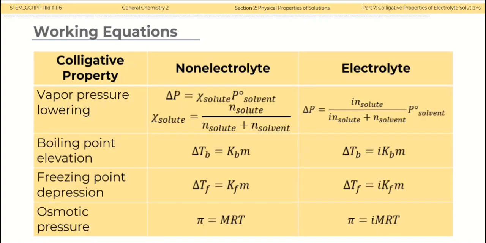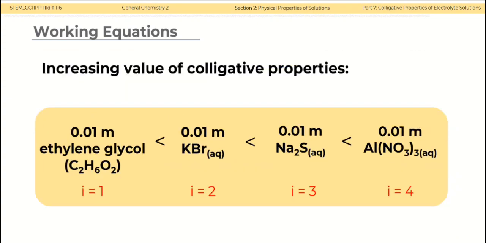To account for the dissociation of electrolytes, the equations for calculating colligative properties of electrolytes are modified by incorporating the Van 't Hoff factor, as shown on the rightmost column of the table. By looking at the tabulated equations, we see the colligative properties increase with the increasing value of Van 't Hoff factor, assuming that solute concentration is held constant.